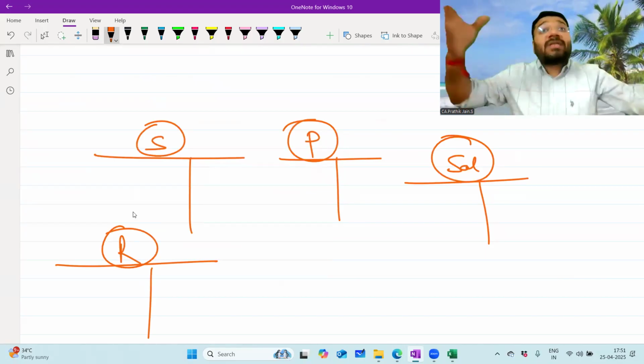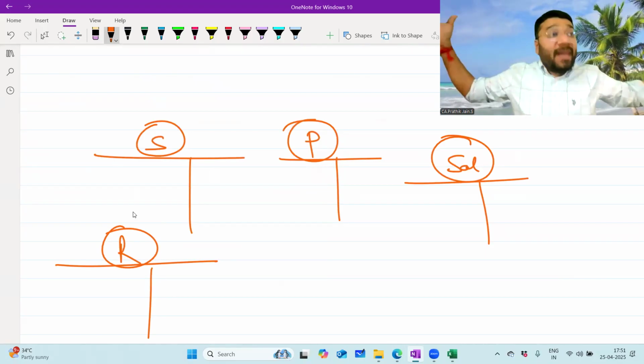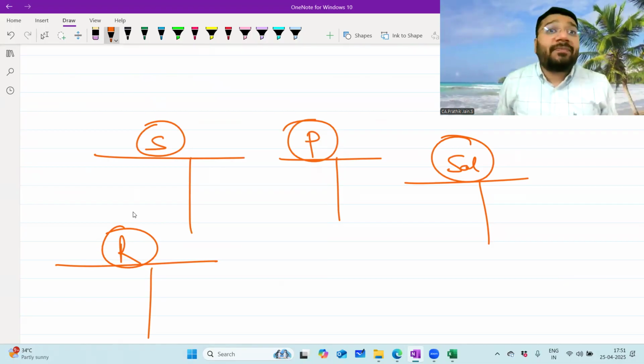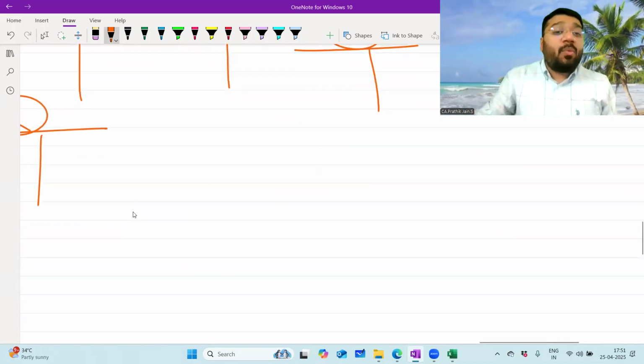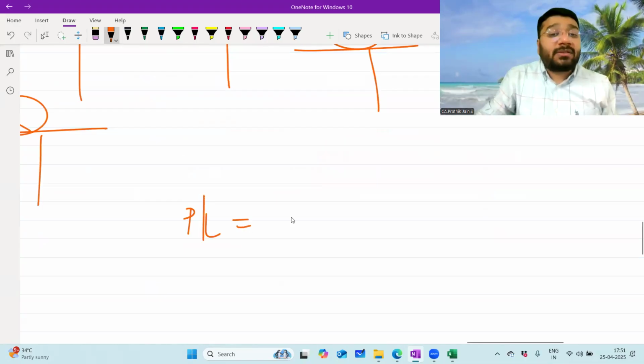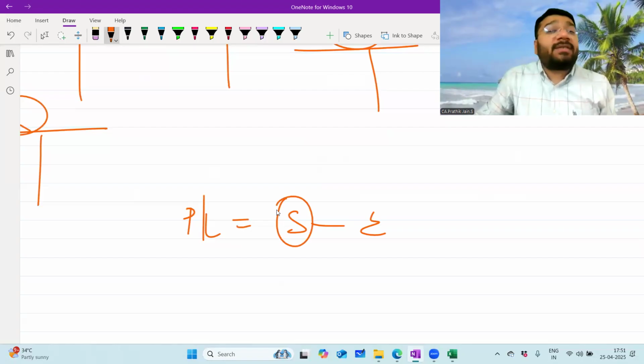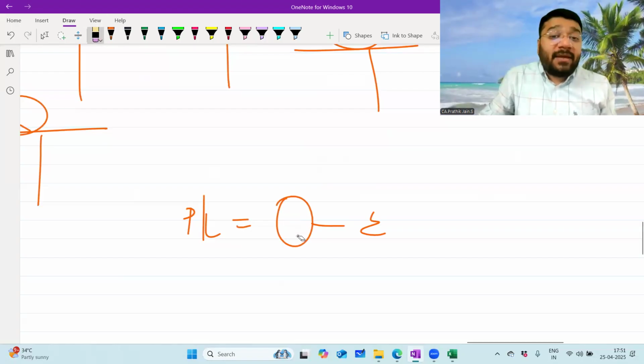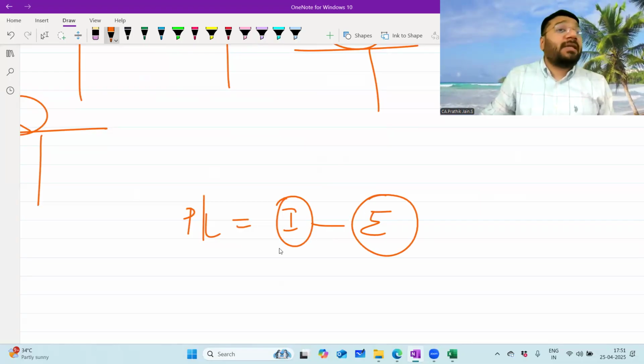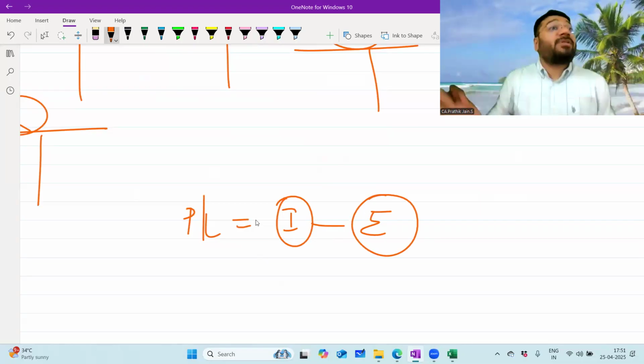When all these accounts are scattered, will I be able to calculate the profit and loss? For me to calculate profit and loss, what is important? So what is the formula for profit and loss? So sale minus expenditure is profit and loss. Sale means what sale? Or rather, not sale, I would say income. Income minus expense is what? Profit and loss. Income means what? Income from all the sources.